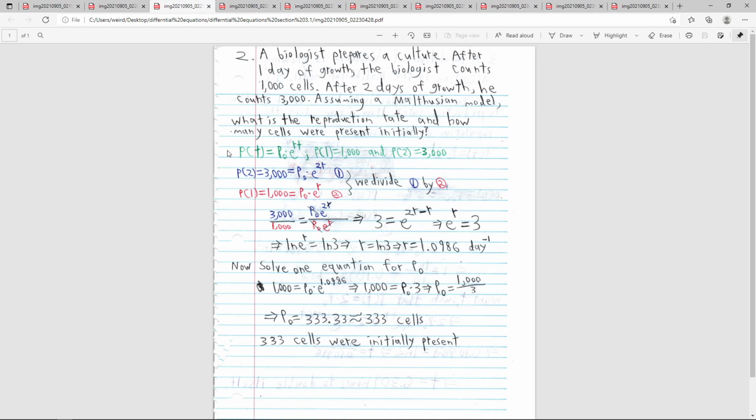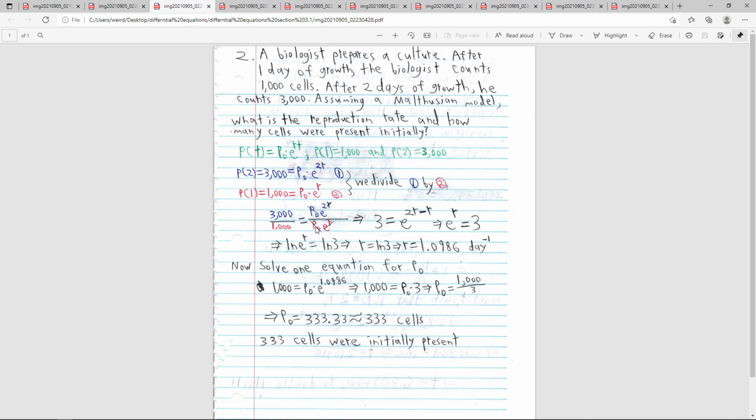This is an interesting type of problem because we don't know our initial population, but we know it after 1 day and after 2 days. So P2 equals 3,000, which is equal to P0 times e to the 2r, and P1 equals 1,000, which is equal to P0 times e to the r. We have equations 1 and 2 here, I colored them. We divide 1 by 2, and we have 3,000 divided by 1,000 equals P0 e to the 2r divided by P0 times e to the r.